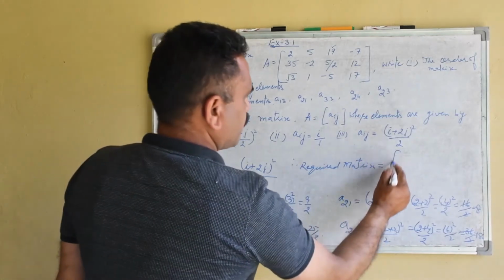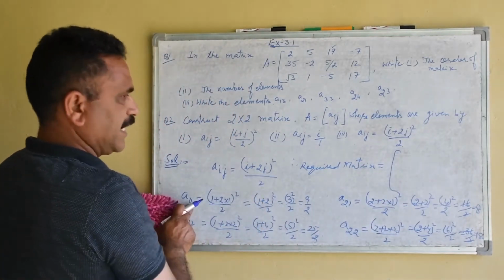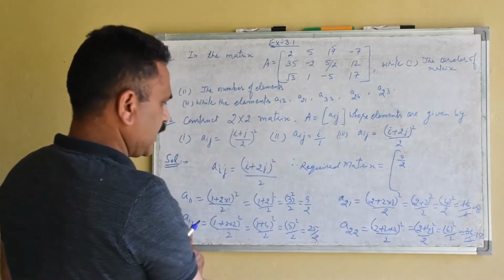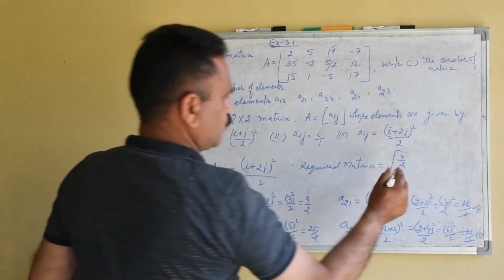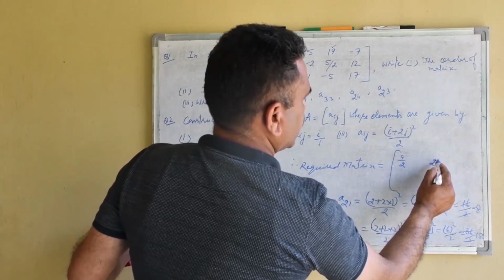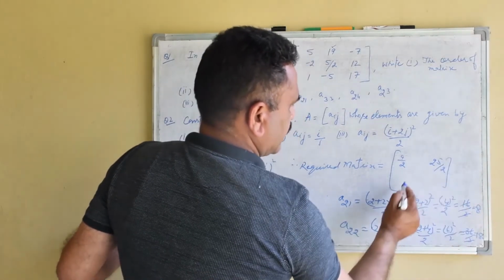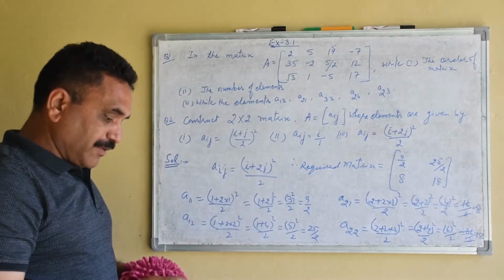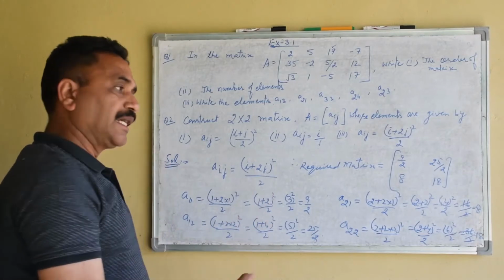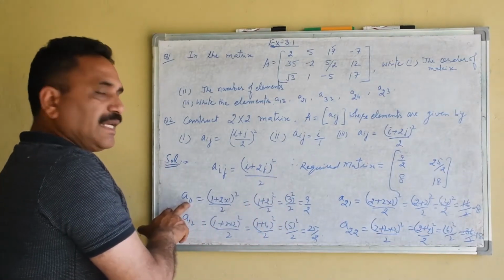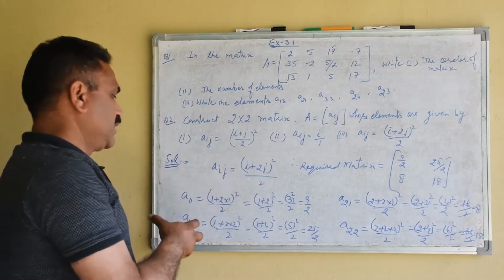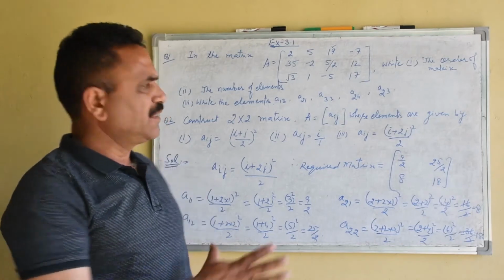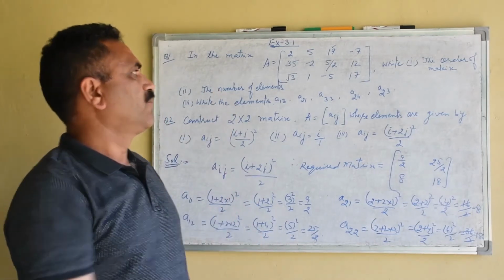That is equal to, now see, A11, first row first column element is 9/2. Then A12, first row second column, 25/2. Then A21 is 8 and A22 is 18. We must be well aware about the position of the element. The i will represent the position in row and j will represent the position in column. So then we can construct the matrix of any order.